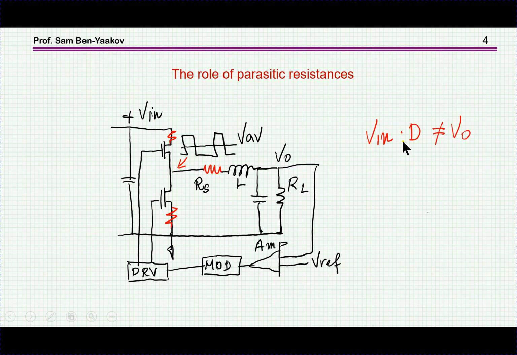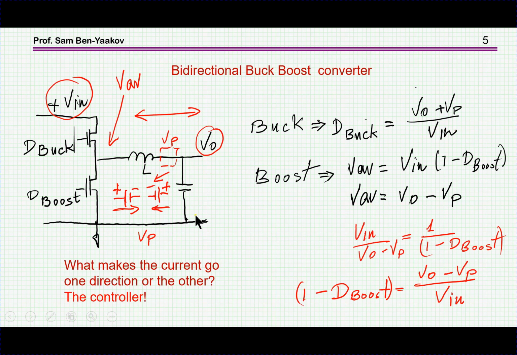My explanation was that this textbook expression for, say, a buck converter, saying that V out is D times V in, is an approximation, and there is something hidden here which we normally don't pay attention to. And that is that there is a need for some change, some incremental change in the duty cycle in order to make the current change or go one direction or another.